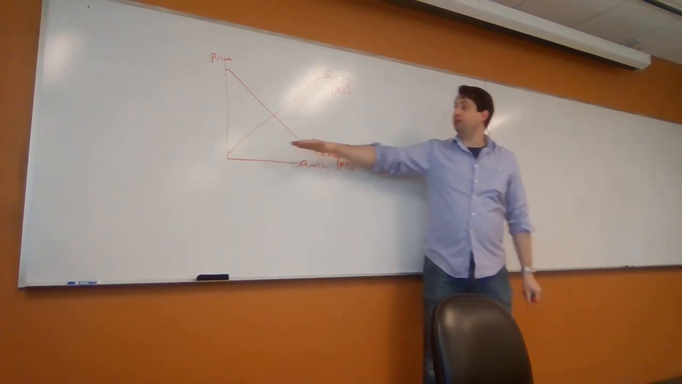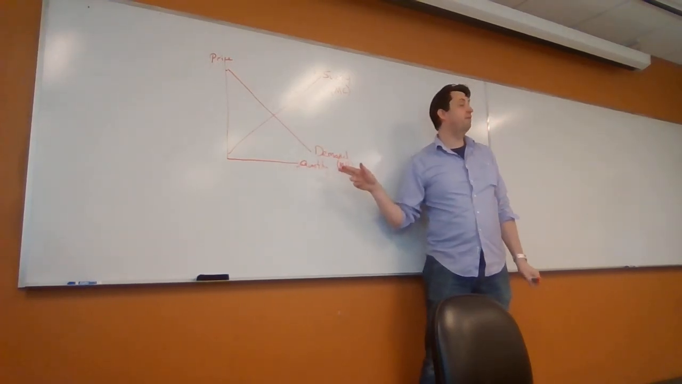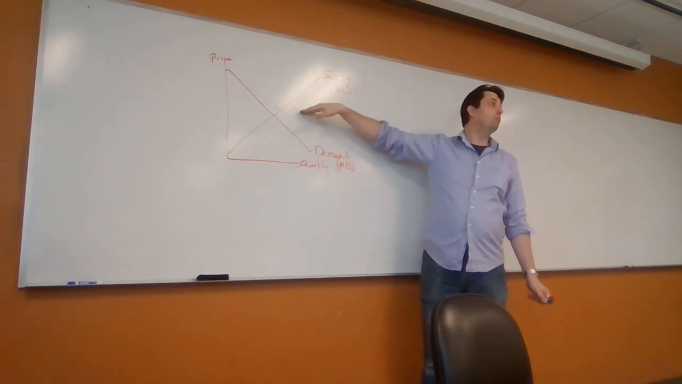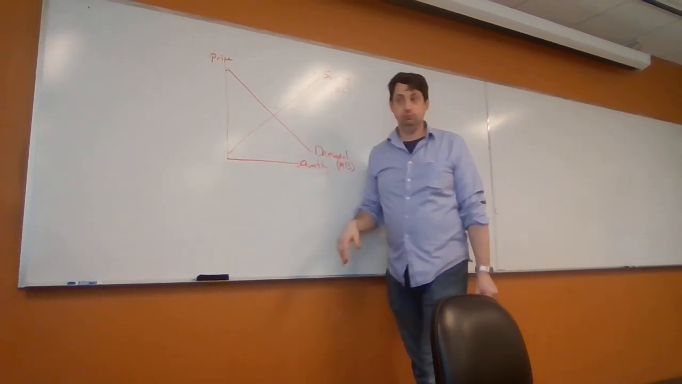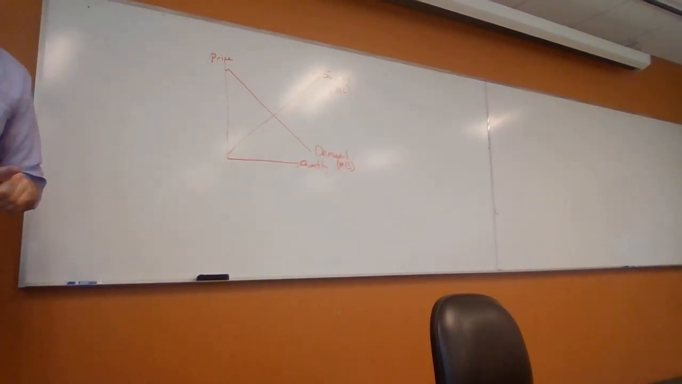But this is why we think in terms of demand slopes down, each additional unit becomes less and less beneficial, supply slopes up. Each additional unit becomes more and more costly to produce. Any questions about that?